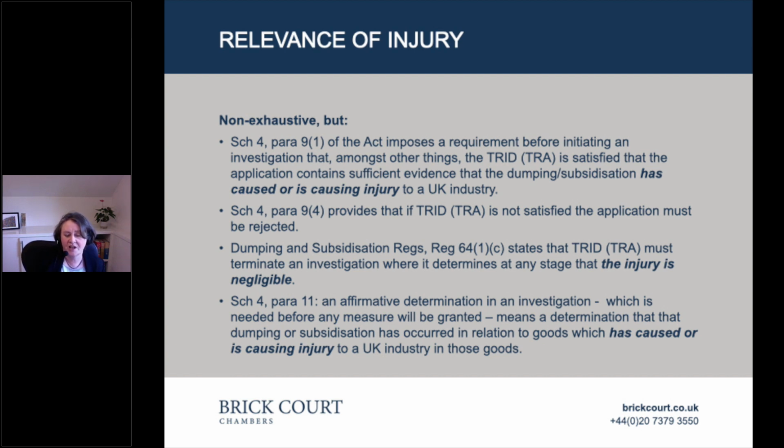The second two points on this slide relate to findings that the injury is negligible and an affirmative determination, respectively. You'll see that the investigation has to be stopped if the TRID determines at any stage that the injury is negligible. And in relation to the final point on that slide, where it says that the dumped or subsidised product has caused or is causing injury, it's presumably important to bear in mind there that injury includes a threat of material injury. In other words, it can simply be imminent and clearly foreseen.